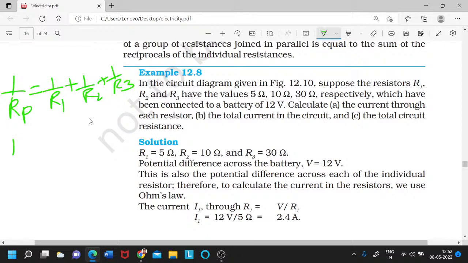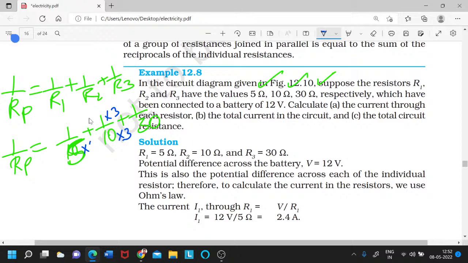1 by Rp is equal to 1 by 5 plus 1 by 10 plus 1 by 30. So take the common LCM, otherwise you can do it with cross multiplication. Here I am going to take the common LCM. Here, multiplying by 6, the denominator will be 30. Here, multiplying by 3, the denominator will be 30. So 1 by Rp is equal to 6 by 30 plus 3 by 30 plus 1 by 30.